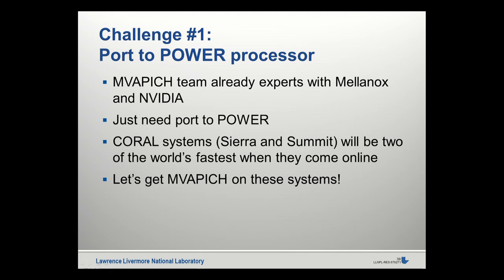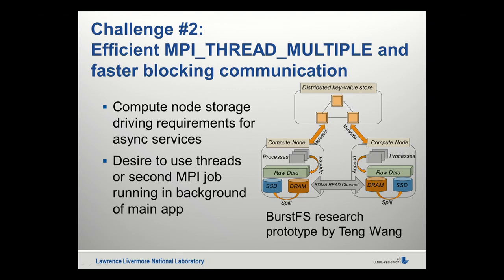And that leads into the first challenge, which is the MVAPICH team is already experts. Admittedly, this challenge is kind of selfish from the Livermore community, but MVAPICH team, you guys are already experts in Mellanox and NVIDIA. If you can manage to port to Power, it would be great to have MVAPICH running on Sierra when it hits the floor. And I think this is doable, and hopefully maybe we would have the world's fastest machine at that time. Not sure, but we would really love having MVAPICH there too.